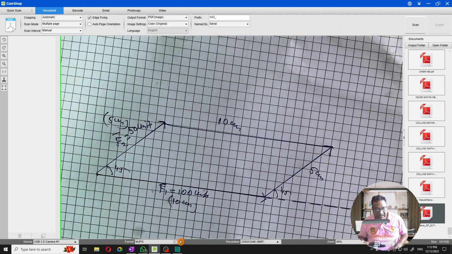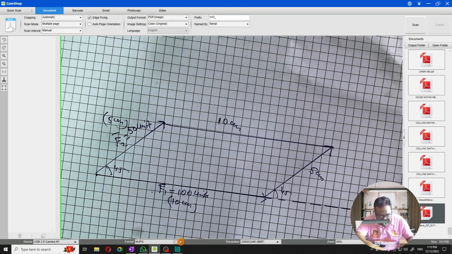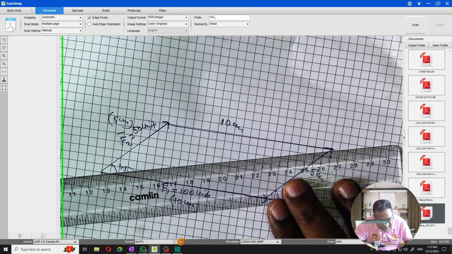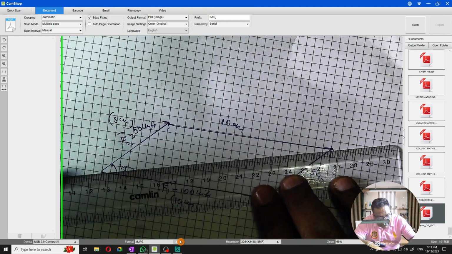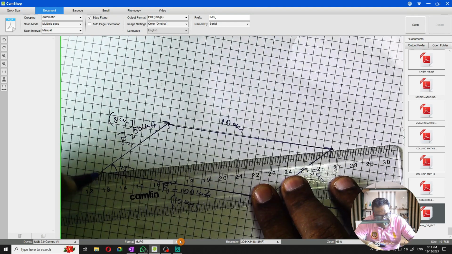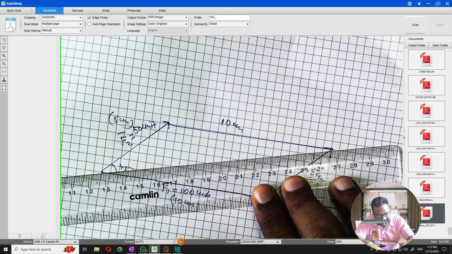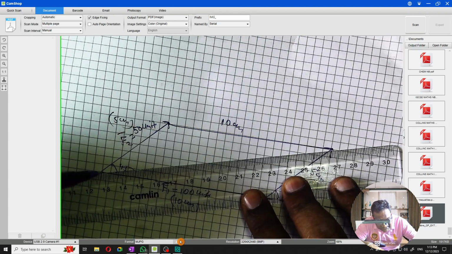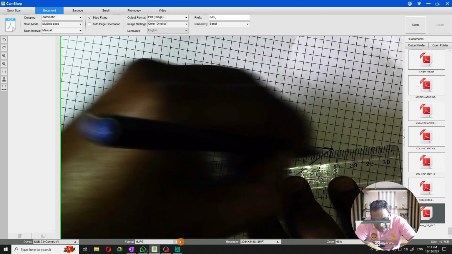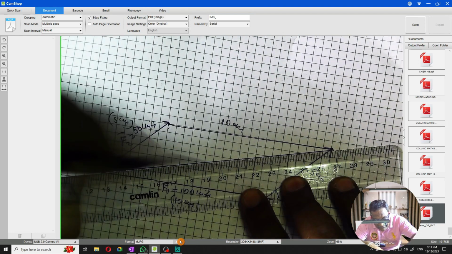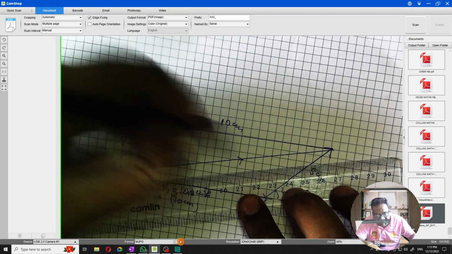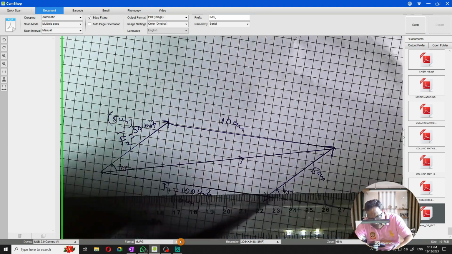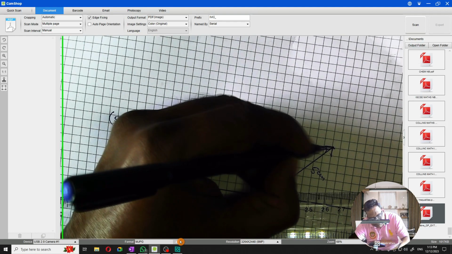Now F1 plus F2 is given by this diagonal. Which diagonal? The diagonal which is passing through the two tails. Where the two tails of the vectors are joining, from that you have to take a diagonal. So this is that diagonal, and this will give you the value of F1 plus F2. Now I have drawn the diagonal. So this is the F1 plus F2.